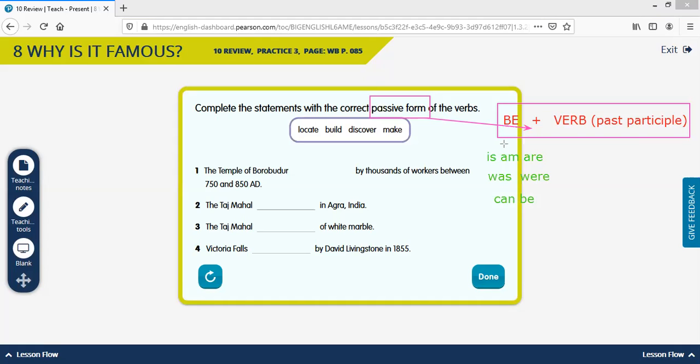All right, so for present, we're going to use is, am, or are. It all depends on the person. Okay, is, am, or are. If we're talking about the past, we're going to use was or were. Again, it depends on the person. And if we're going to talk about the possibility, we have to say can be. All right? These are the forms of the verb be that we're going to use.